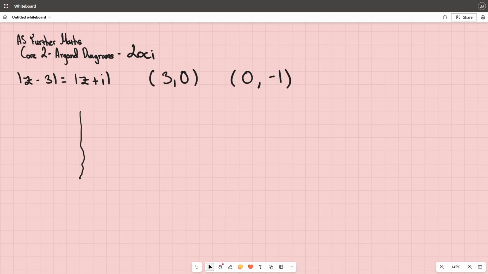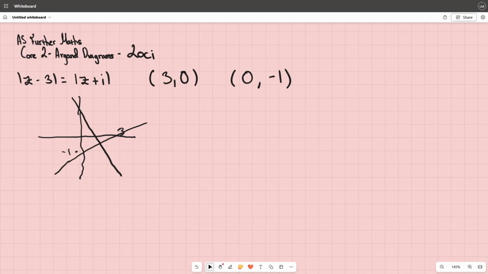Oh god, that's awful. So we have 3, and then minus 1, and then we have a line that joins them. Obviously this continues on, but I'm just showing this as an example. And then we're going to get its perpendicular bisector, because we want the locus of points that are equidistant from minus 1 and 3, or those points.